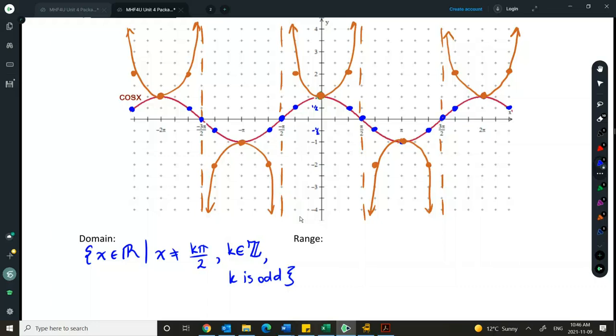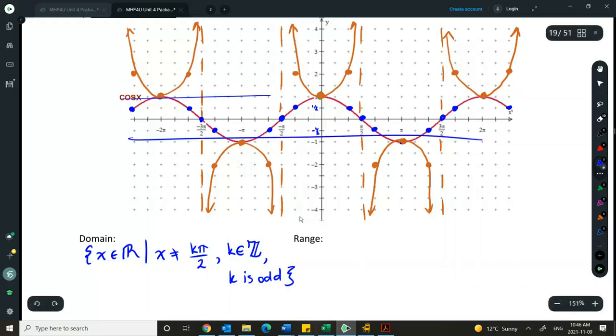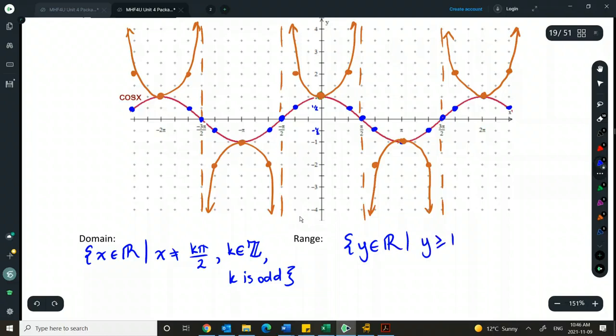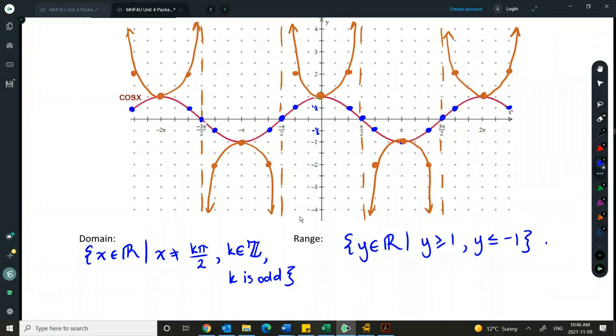The range of this is the same as the range for cosecant. So we can't have values in between negative 1 and 1. So we're just going to say that y must be greater than or equal to 1, and it must be less than or equal to negative 1. 1 and up, and negative 1 and down.